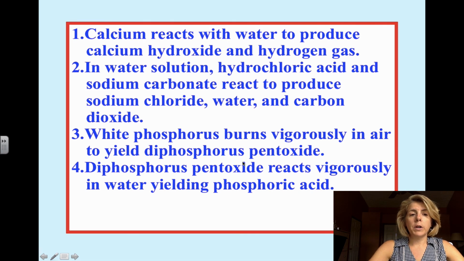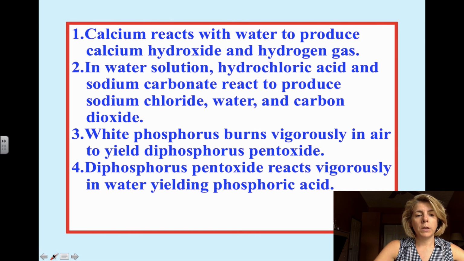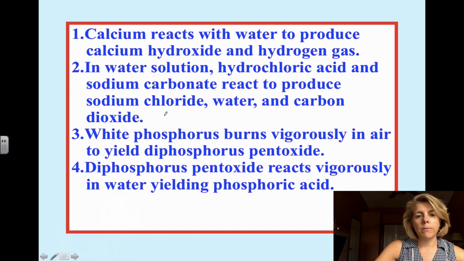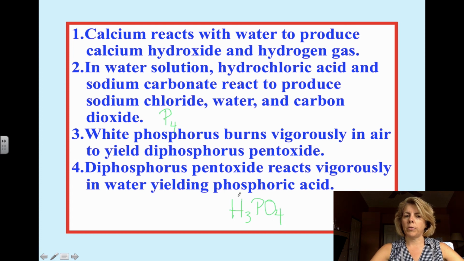Okay, you are going to do 3 and 4 on your own, and just to help you out, white phosphorus is P4, and phosphoric acid is H3PO4. So the other ones, you should be able to figure out what those are by the names. And don't be surprised to see that with the video assessment.